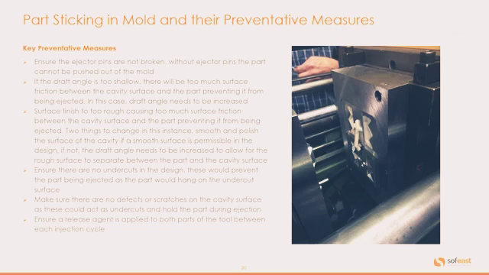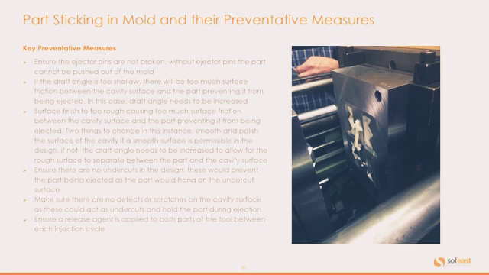If the draft angle is too shallow, there will be too much surface friction between the cavity surface and the part, preventing it from being ejected. In this case, the draft angle needs to be increased. If the surface finish is too rough, it causes too much surface friction between the cavity surface and the part, preventing it from being ejected. Two things to change in this instance: smooth and polish the surface of the cavity if a smooth surface is permissible in the design. If not, the draft angle needs to be increased to allow for the rough surface to be separated between the part and the cavity surface.